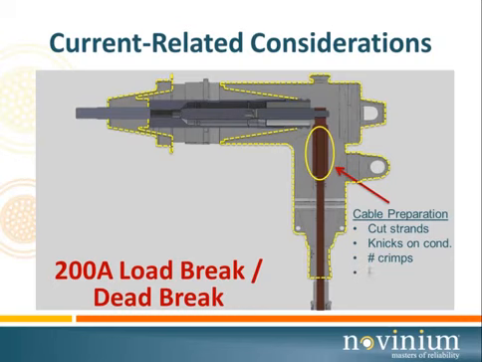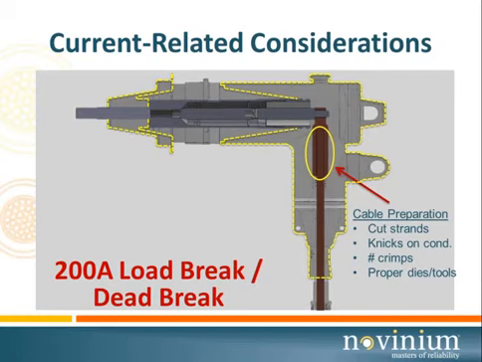Now, another area, the next 2 items are really tied together, the number of crimps and the proper dies and tools. By far, this is the most critical area of the current carrying portions of the connector. The dies are fairly straightforward, the dies and the tools. These are the ones that the splicer has on his truck. What he doesn't have is the number of crimps. This is something that every manufacturer supplies with the connector.